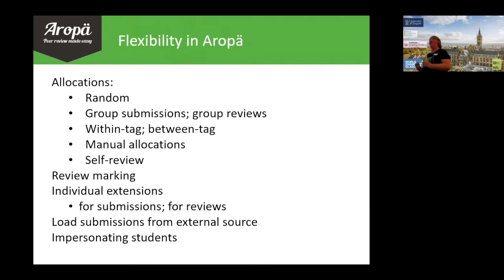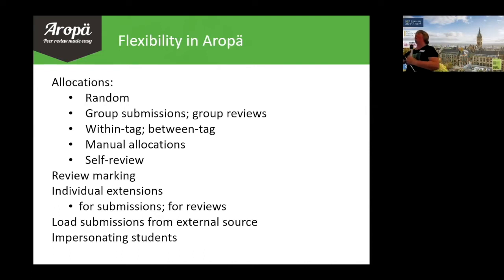We provide within tag and between tag. What this means is that your submissions are tagged with a particular letter or a number or a topic, and the allocations are done so that people with the same topic are reviewing their peers. Or you could have it deliberately that they are reviewing work on a different topic to the one that they themselves submitted. So we have both within and between tag. Obviously, you can do it manually if you have special requirements. And there's also an option where students can self-review.